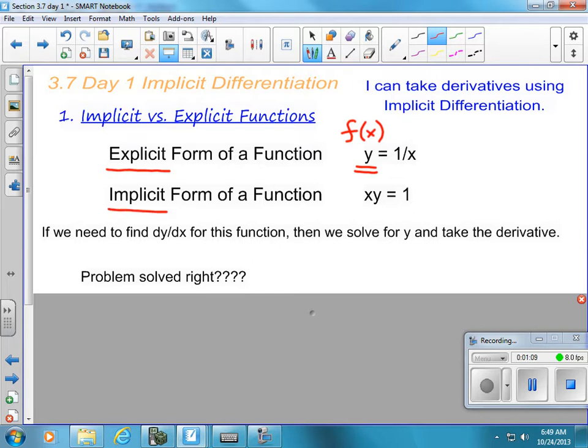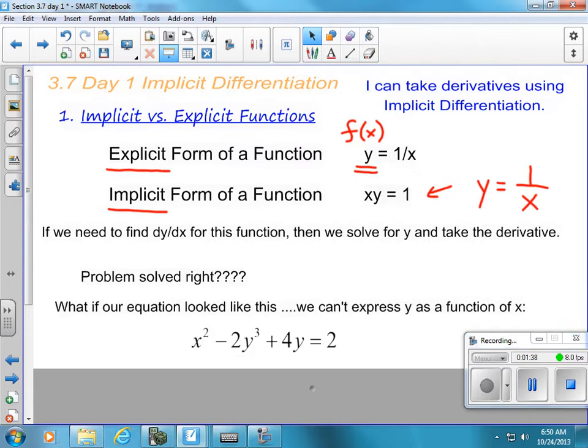An implicit form of a function is when you have x and y's on the same side of the equation multiplied together, and therefore you don't always know exactly what y is. Now in this example right here, you can just solve for y, right? Divide both sides by x, y equals 1 over x. Okay, we have the function, now we could take the derivative of that. So our problem's solved, right?